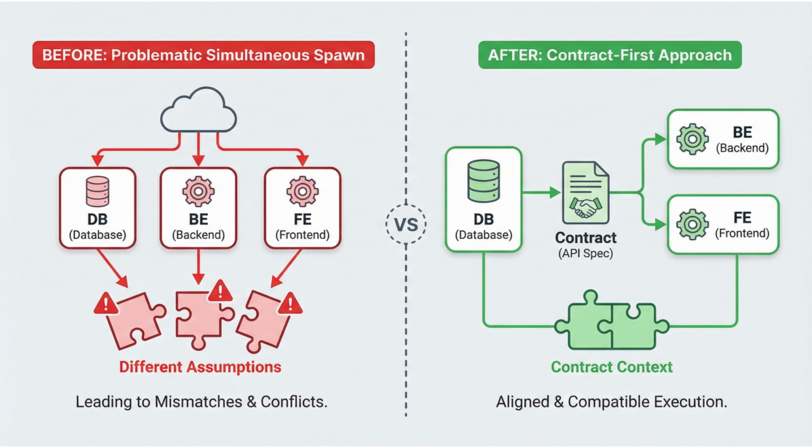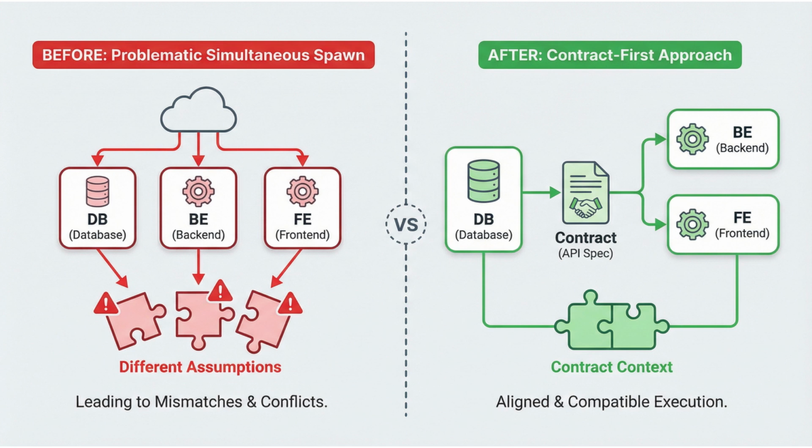Here's the problem. You spawn 3 agents simultaneously for a payment feature. Database, backend, and frontend all start in parallel. The database decides on a schema. Backend builds endpoints based on assumptions about the schema. And frontend implements calls based on assumptions about the backend. When they integrate, nothing matches. Backend queries columns that don't exist, and frontend calls endpoints with wrong payloads. Parallel execution became parallel waste.